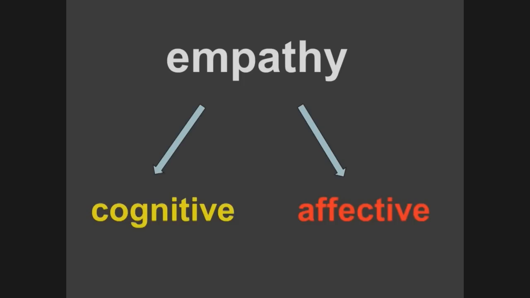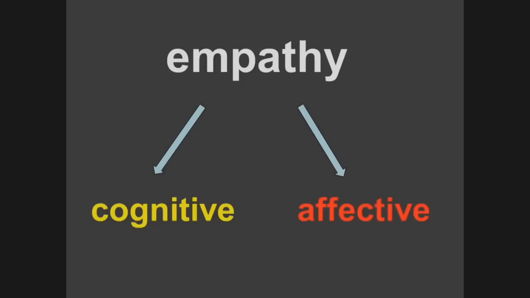In contrast, the concept of empathy, I'm going to argue, is scientifically helpful. You can measure it, you can study it. Empathy has two distinct components, cognitive and affective. Cognitive empathy is the ability to imagine someone else's thoughts and feelings, putting yourself into someone else's shoes. It's the recognition part.